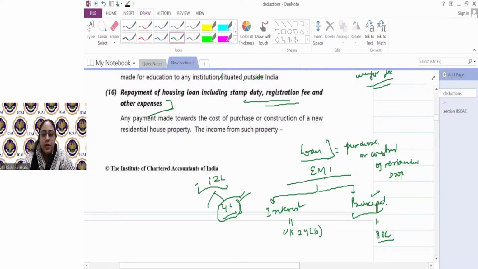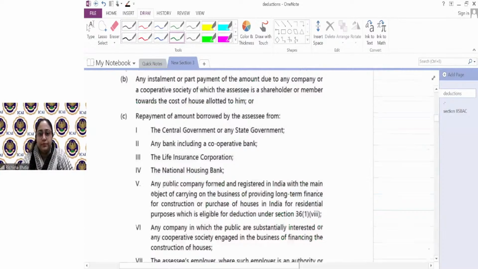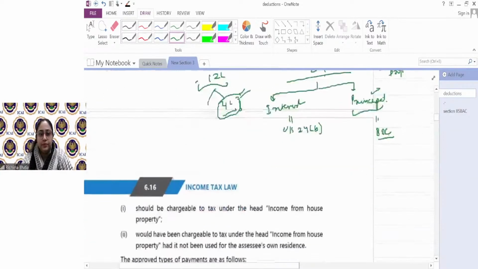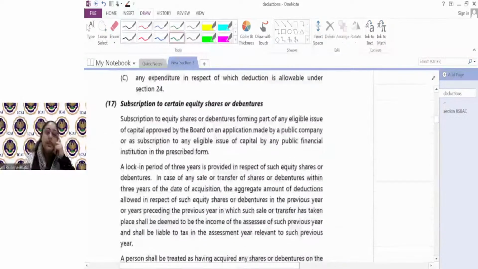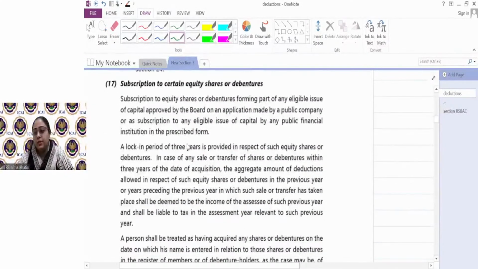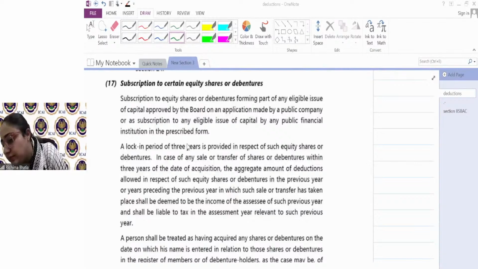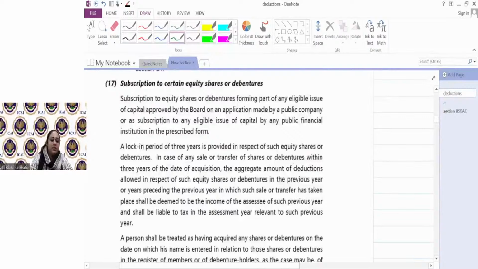इसमें बहुत सारे हैं, but we will be covering now certain important ones. Then is subscription to certain equity shares or debentures. ये कौन से equity shares and debentures की बात हो रही है? So equity shares and debentures are for companies. ठीक है, अगर मैं किसी कंपनी के equity shares and debentures में करती हूँ, then I will get the deduction? The answer is no. Certain equity shares and debentures of a certain company.